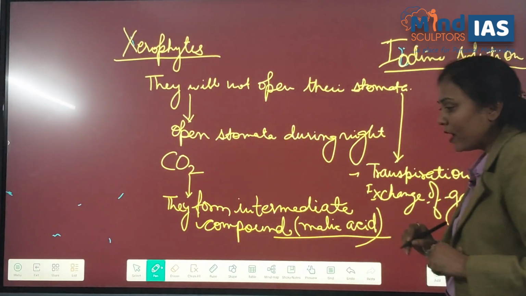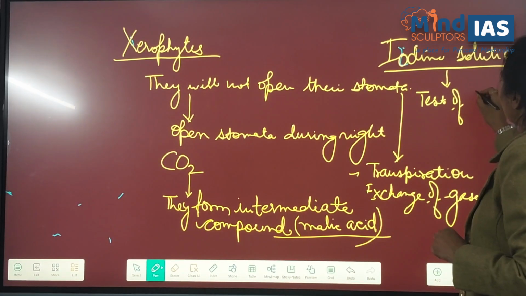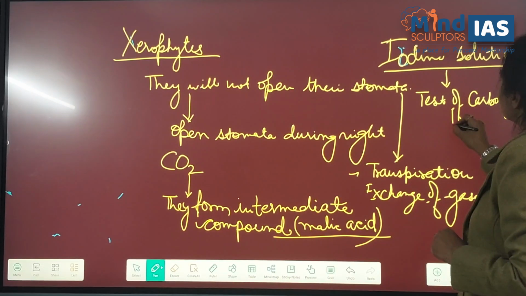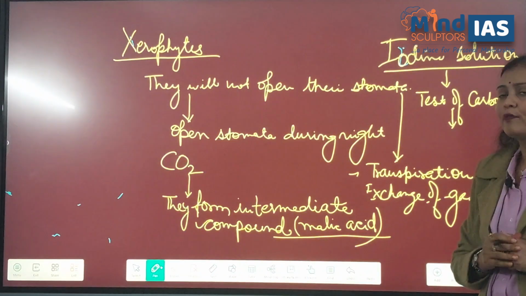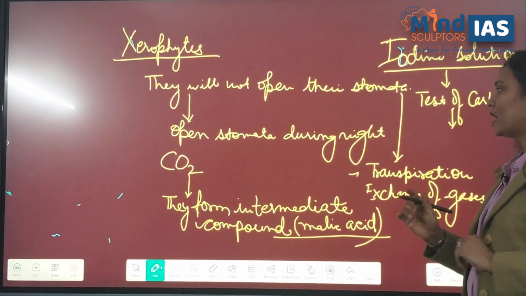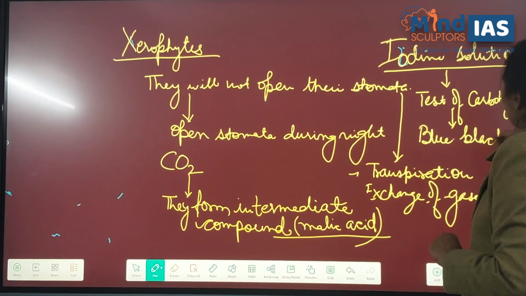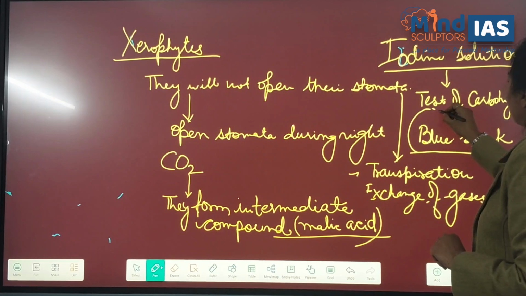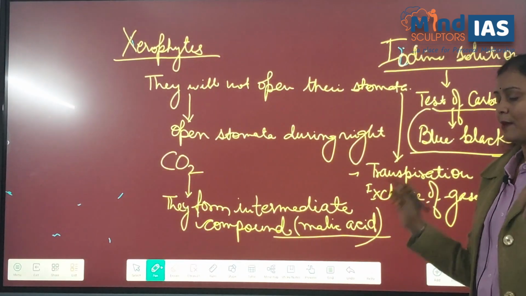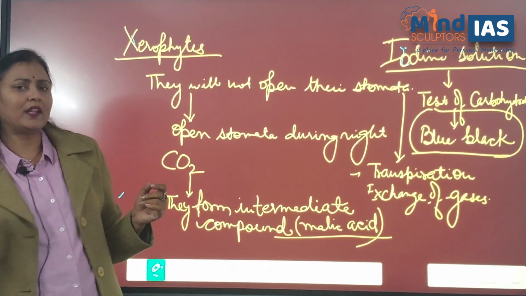Generally in biology we use iodine solution for the test of carbohydrates. And what happens with iodine solution? If you mix a dilute solution of iodine with any carbohydrate, the color changes to blue-black. The change in color to blue-black shows the presence of starch in any of the substances. So, in the activity given in the NCERT book, they have taken a variegated leaf.